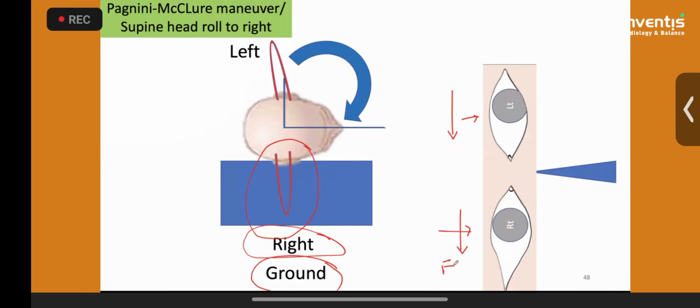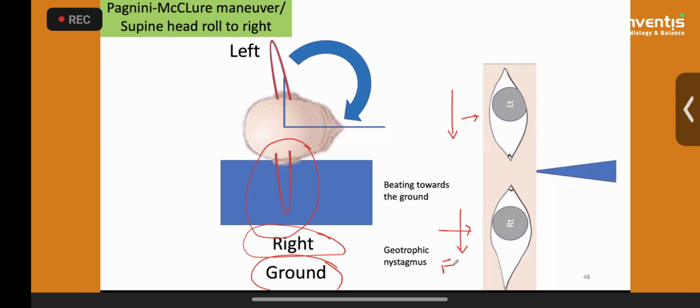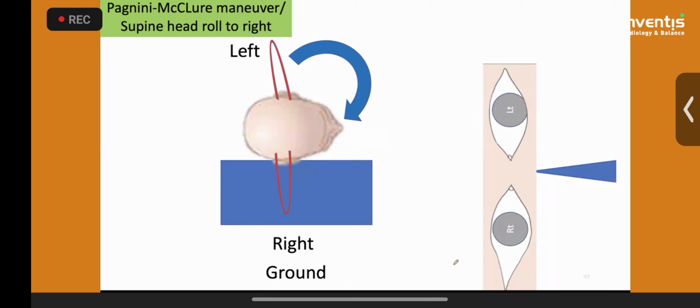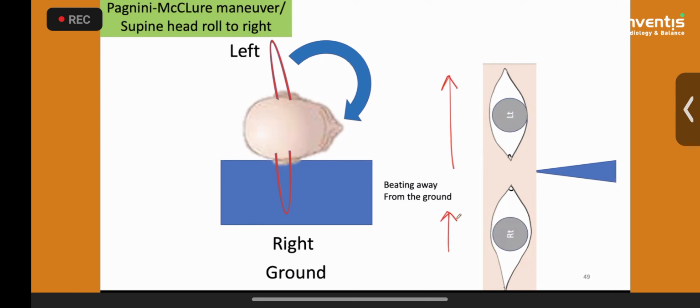In this context, we can call it right beating nystagmus also, but in this position, it is beating towards the ground. That's why it is called geotropic nystagmus. Here the Earth reference frame is used, and we call it geotropic nystagmus. And if it beats away from the ground, it is called apogeotropic nystagmus.